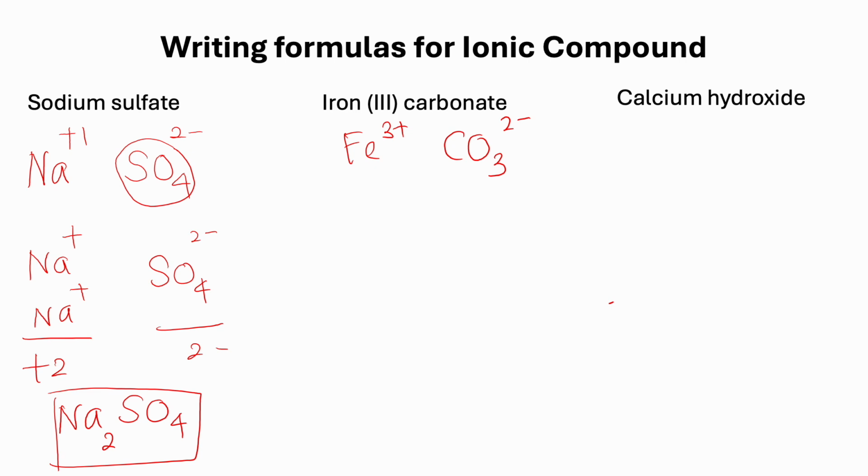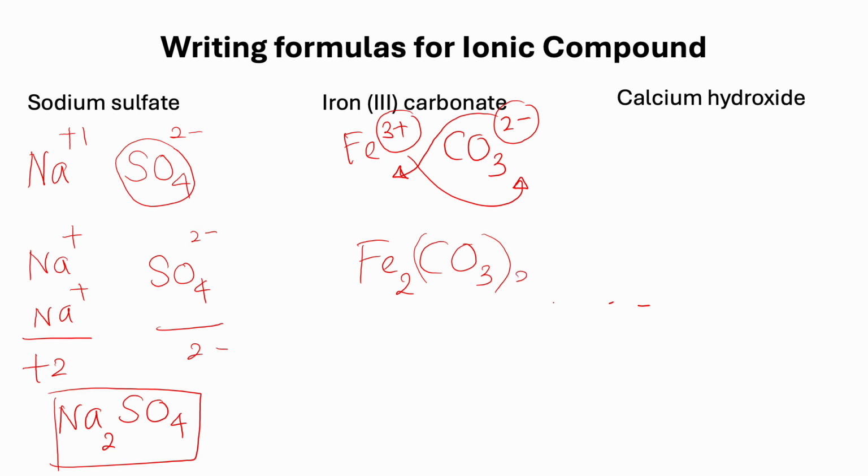In order to balance the charges, we can use the method we discussed at the very beginning. Here you have 3 plus in iron, so you can use this 3 as the subscript for the carbonate, and you can use the 2 from the negative charge of carbonate as the subscript for iron. So your formula is Fe2CO3, and there are 3 carbonates. So now we are going to use parentheses because there is more than one polyatomic ion in this formula. So you use parentheses and there are 3 carbonates.